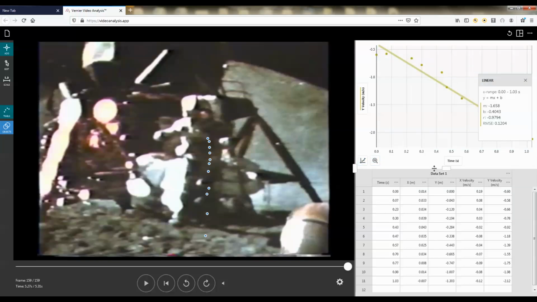G on the moon I have is minus 1.6 meters per second squared. So gravity on the moon, G on the moon, is minus 1.6 meters per second squared.